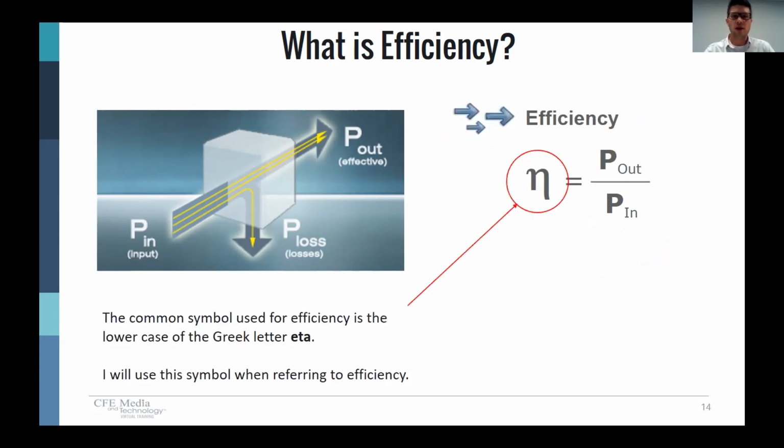And just a little FYI for the rest of the presentation, I'm going to be using the Greek letter eta as our symbol for efficiency. So that's what it means.